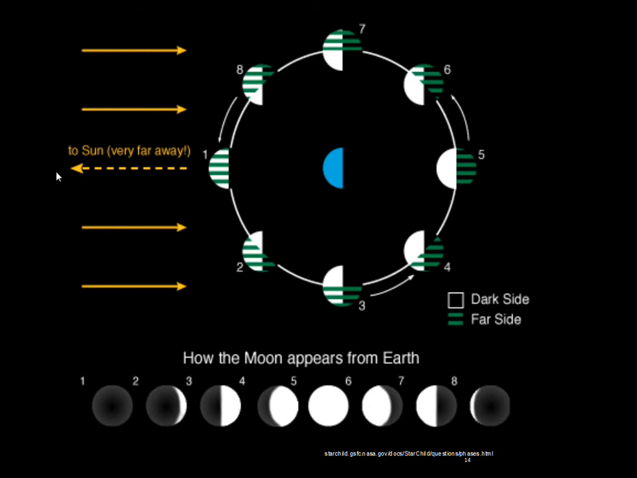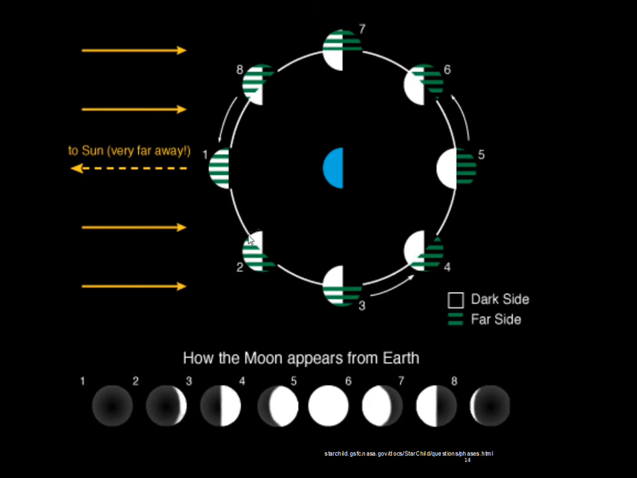So sun off to the left, great distance away. So this is case 1, that's new moon. We have here the white area showing where sunlight is. The green hashed area is the far side of the moon that we don't see. So we see new moon. The moon's surface is dark. It's difficult to see the moon.